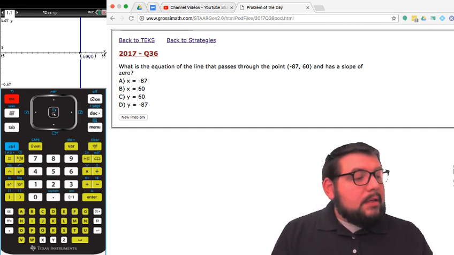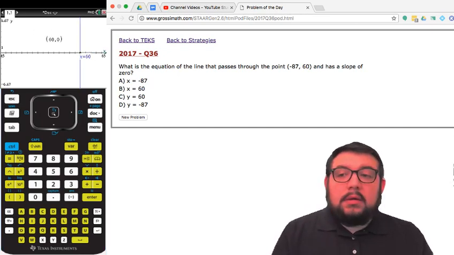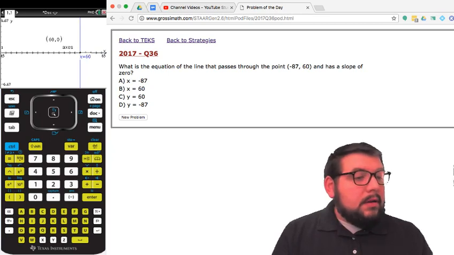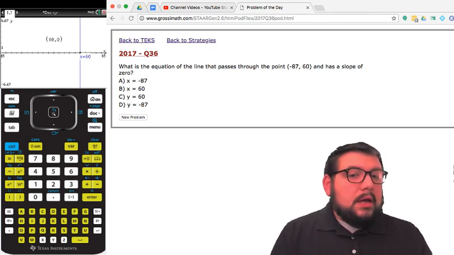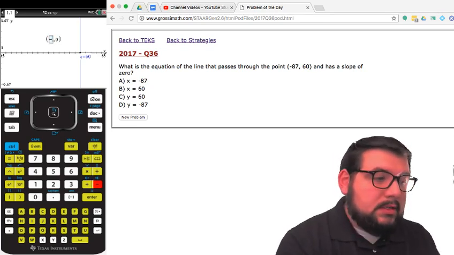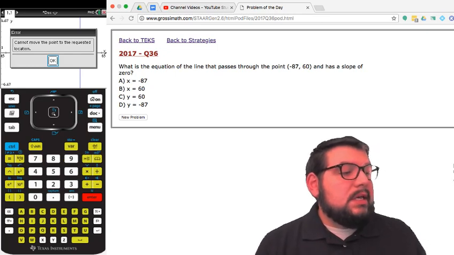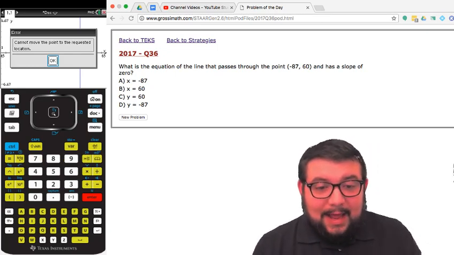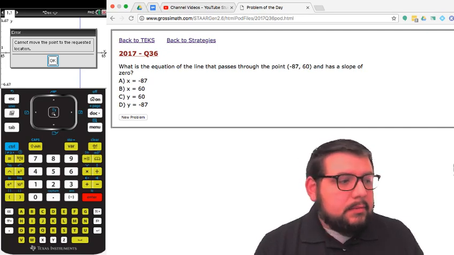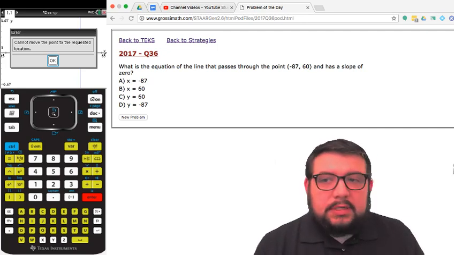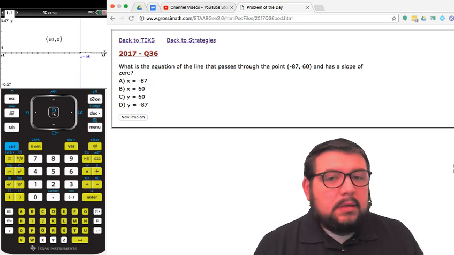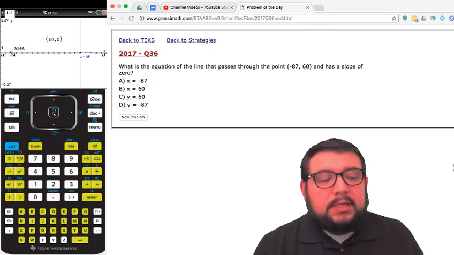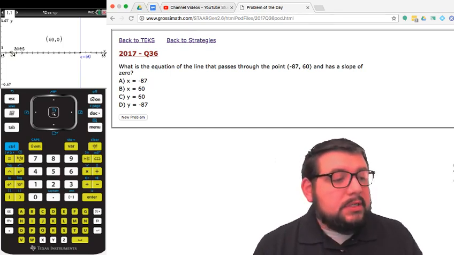If I'm staring to the right, that's the reason why. Okay, now I look at the ordered pair. There's a 60. No, we don't want that 60. So let's put over here negative 87. And you see, it cannot go to that location, meaning that the point is not on that line. It's not valid. So we're going to press OK, accepting that, and that means choice B is out. Okay, let's try choice C.